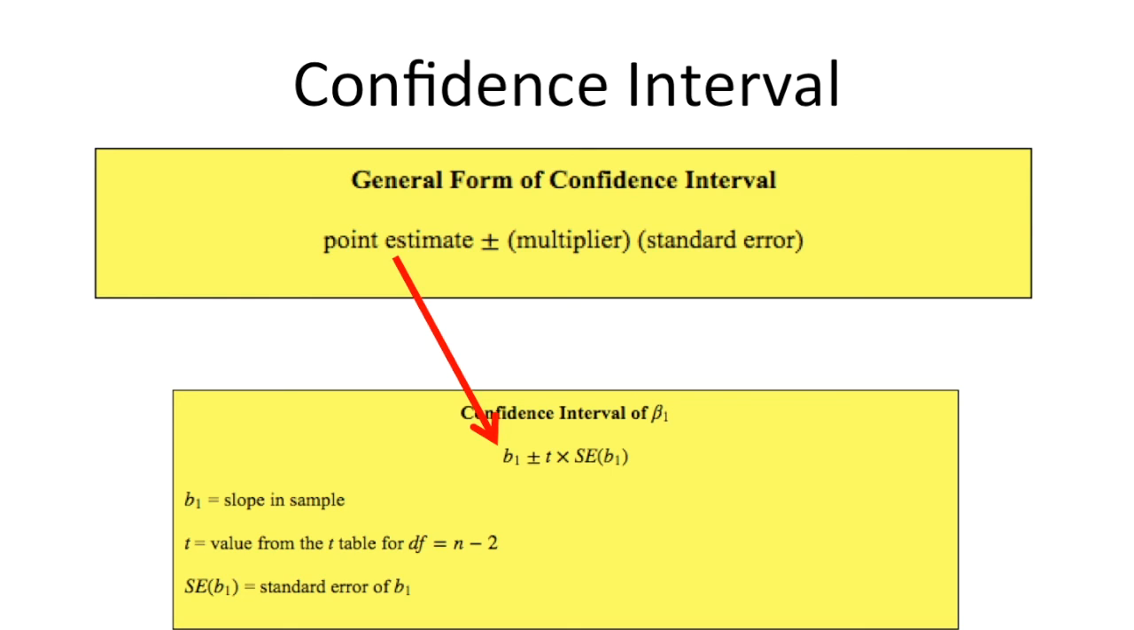Here, our point estimate is the slope in the sample. For the multiplier, we're going to use a t-distribution with n minus 2 degrees of freedom. And the standard error is the standard error of the slope, which Minitab Express will compute for you.